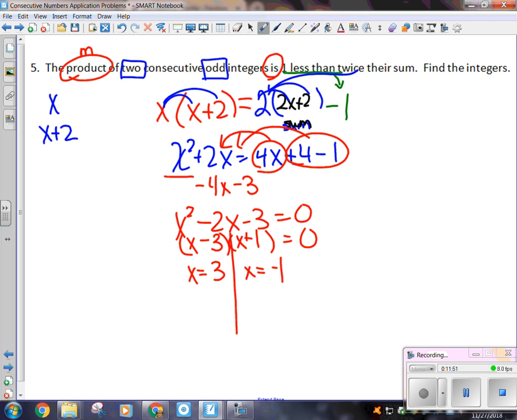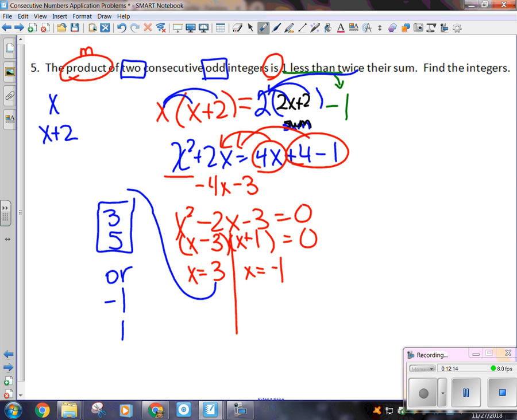2 consecutive odd. It didn't say positive or negative, did it? They're both odd. So I technically could have, probably the positive is the one that we wanted, could be 3 and 5. Okay. Or it looks like it could be negative 1 and 1.